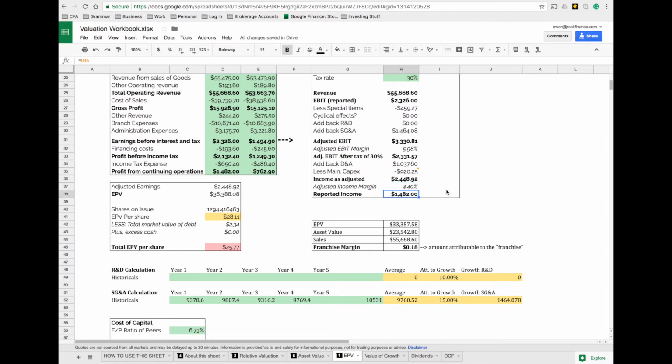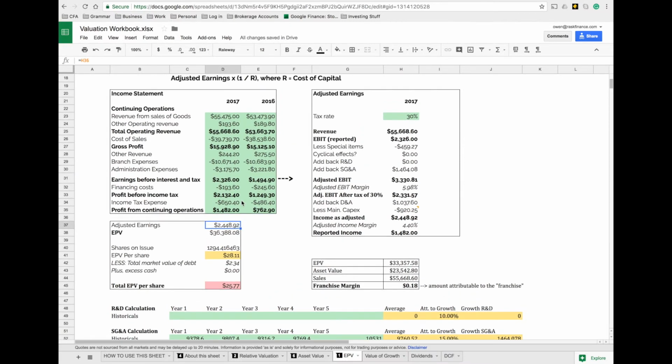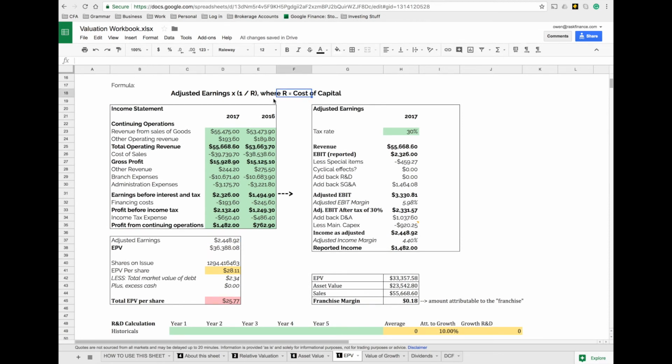But you can compare that to the reported figure, which is once again just pulled from over here. We've said that $2.448 billion is the adjusted income figure. So what do we do with that? Well, we bring it across here and we divide it by our cost of capital, which is this just here. You can see the formula. So we multiply that $2.448 billion by 1 divided by R, or just divided by R, which you can see here.